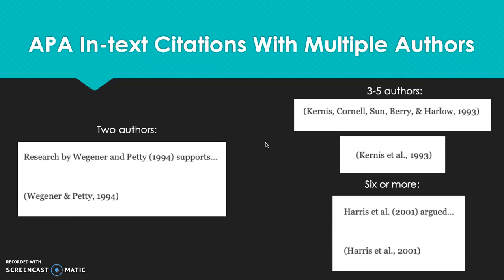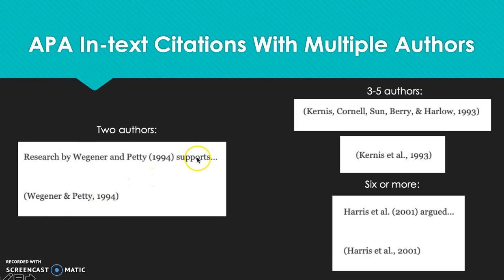A source with two authors should be cited in a similar fashion. When writing a signal phrase before your quotation, write out the author's full names with the word "and" in between. However, in the parenthetical citation at the end of your quote, you should use only the author's last name separated by an ampersand followed by the year of publication.